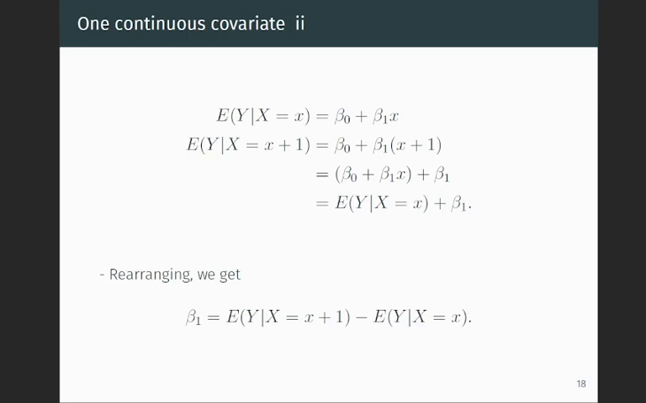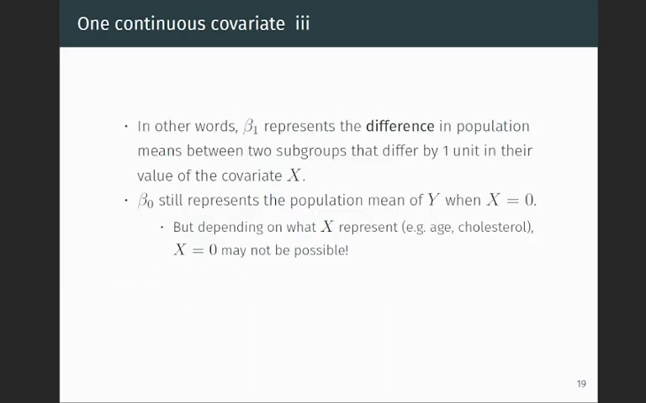And rearranging this, now we see that beta 1 is still measuring a difference in expected value. It's measuring the difference between the expected value of y given x at x plus 1 minus the expected value of y at x. And so it's measuring the difference between the expected values when there's a 1 unit difference in the covariate. And so beta 1 still represents a difference in population means.